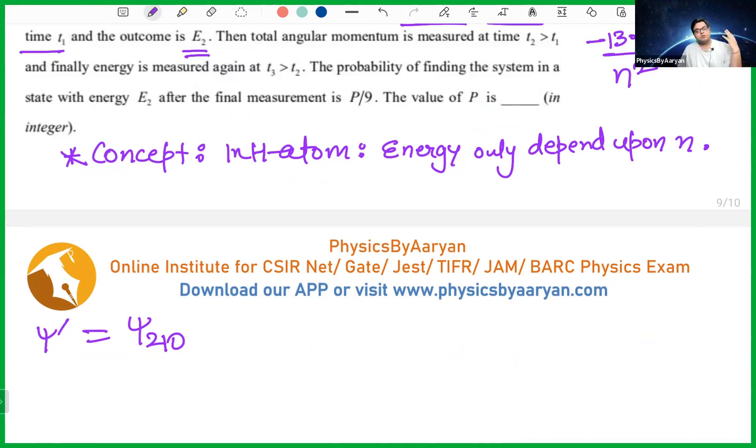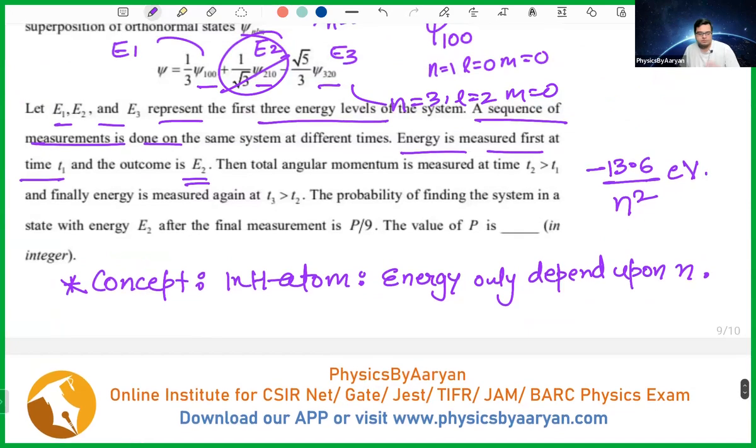Before measurement, your wave function can be in many states. But after the measurement, your wave function will always be in just one state. Clear. Basically, it will just give you one value. Rather than saying one state, I should say it will give you just one value. So you get a value E2.